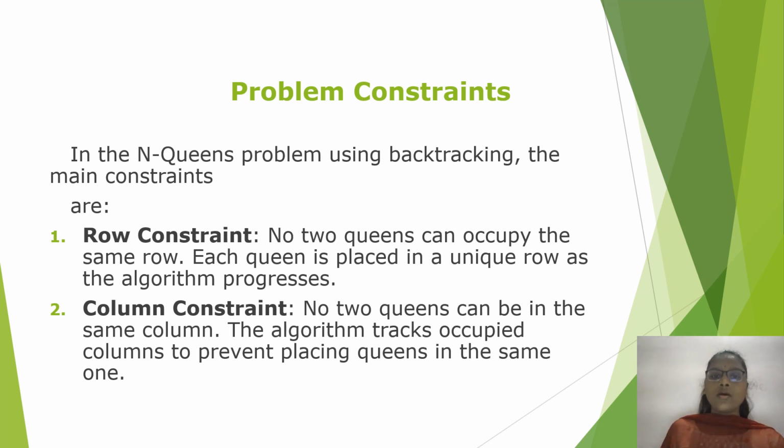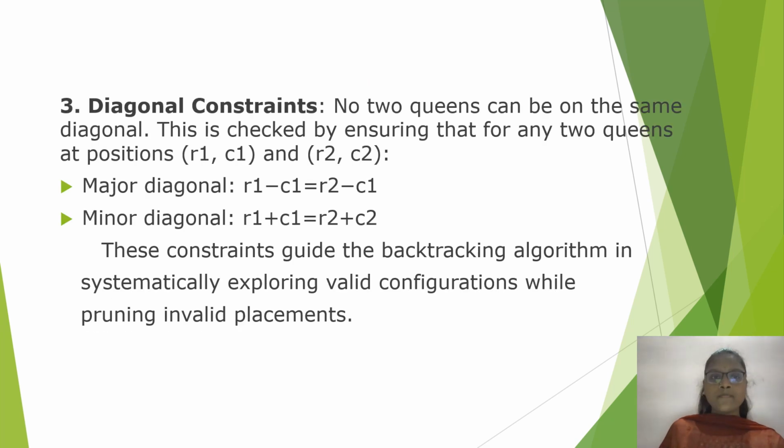Column constraint. Column constraint is the second constraint in the N-Queens problem using backtracking. No two queens can be in the same column. The algorithm tracks occupied columns to prevent placing queens in the same one. The next constraint in N-Queens using backtracking is the diagonal constraint. No two queens can be on the same diagonal.